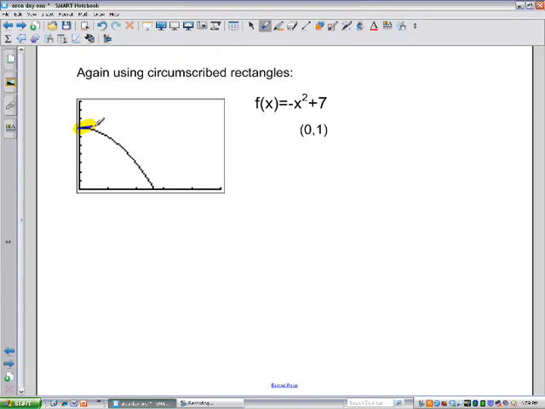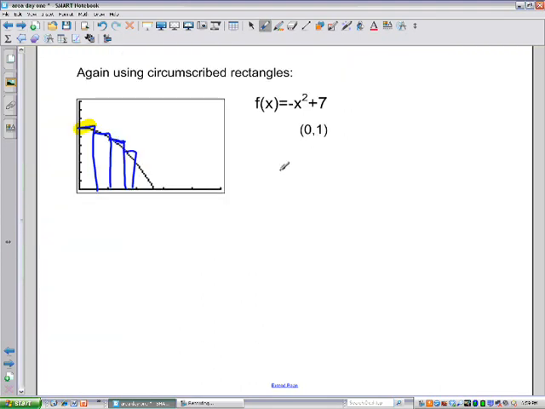My rectangles are now outside, so I've got a rectangle there. I'm going really big with them just for dramatic effect. I've got a rectangle there, I've got one there, and there, and so forth and so on. And you can see that in this case, I'm going to get too much area as I work my way through this.